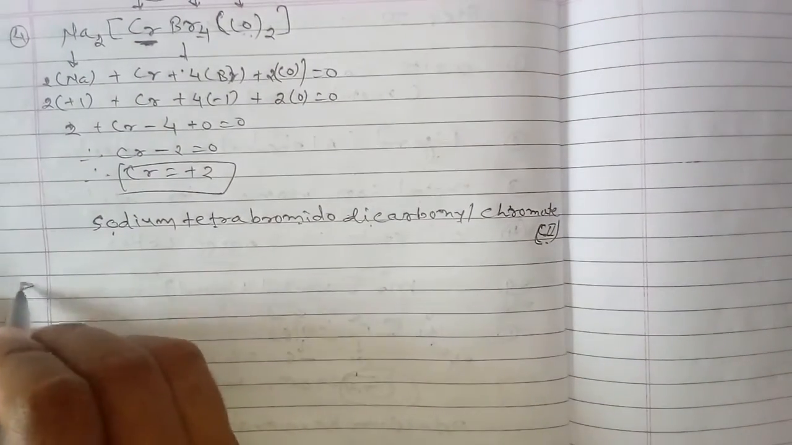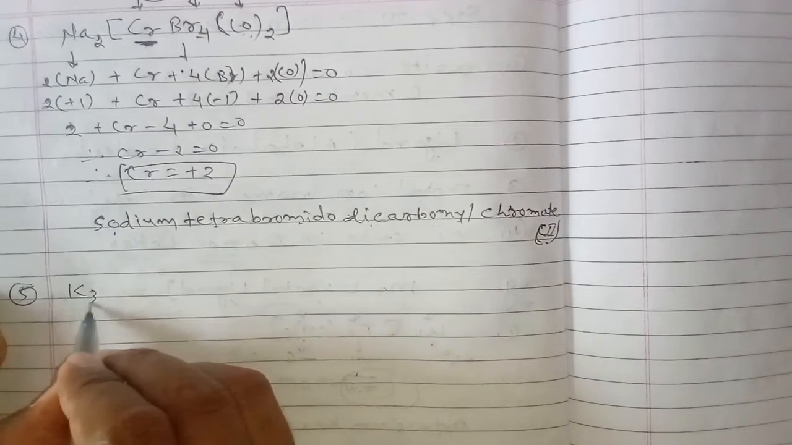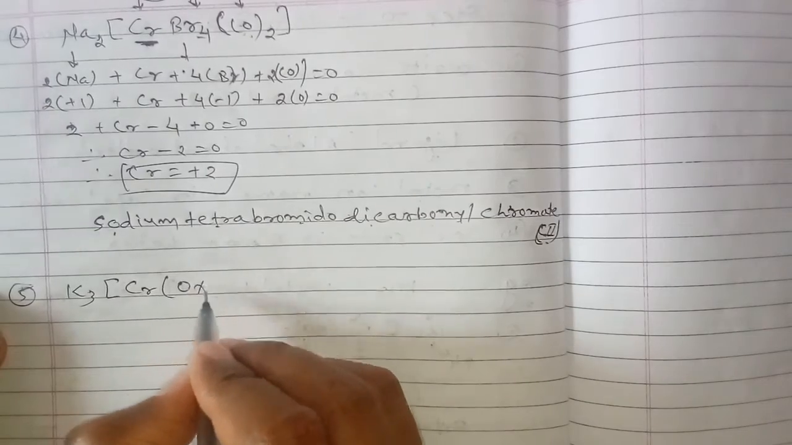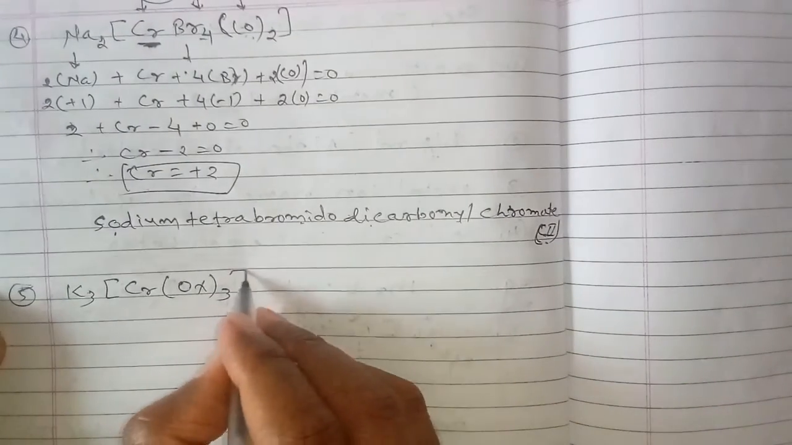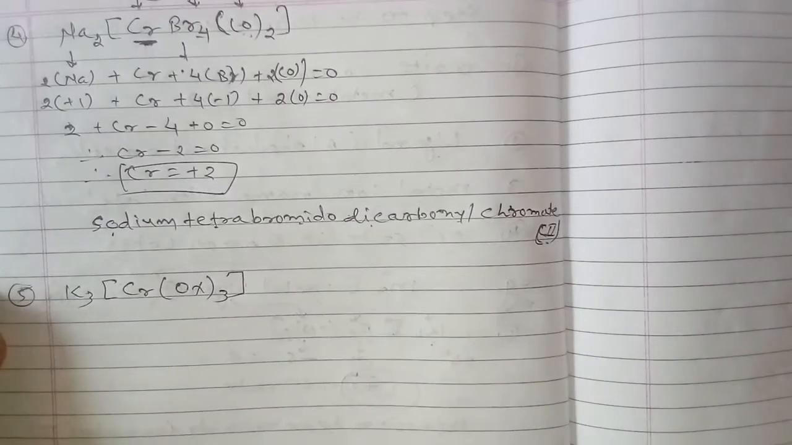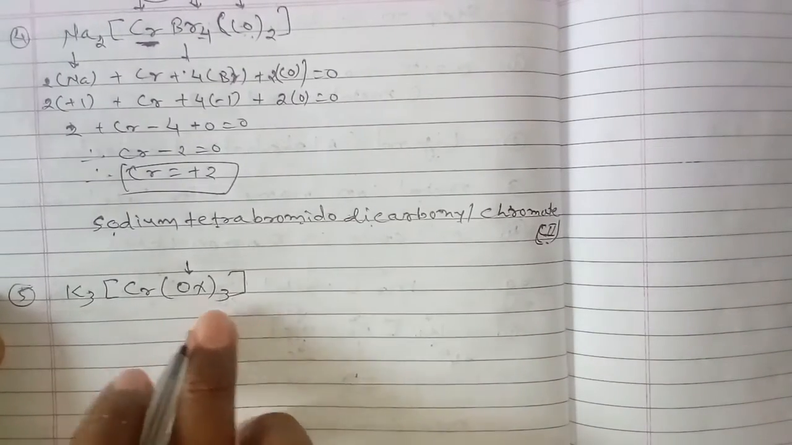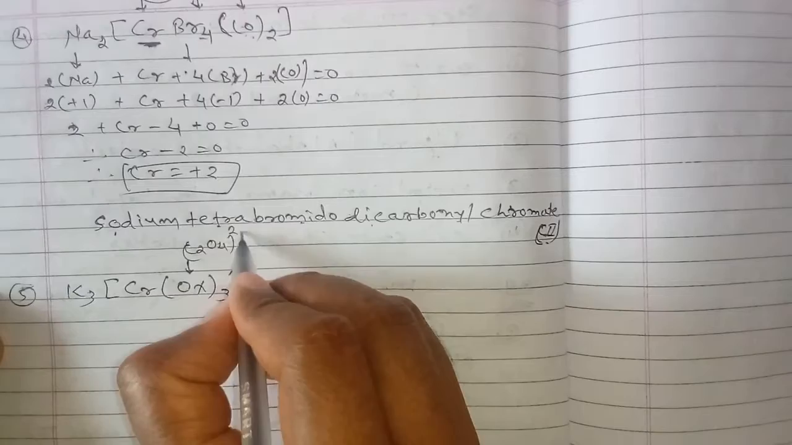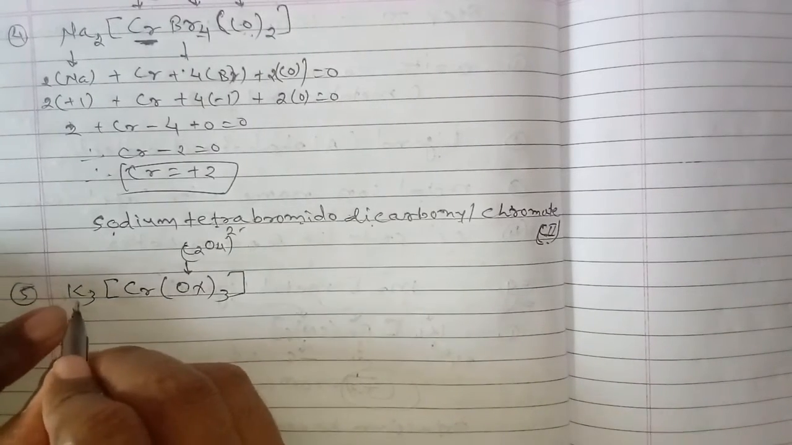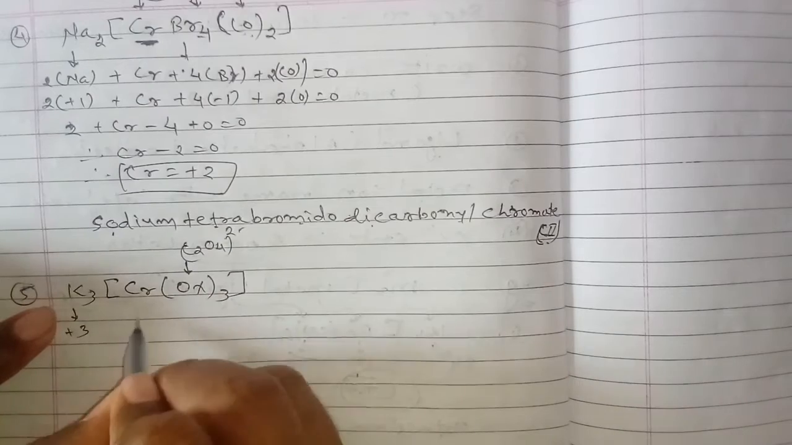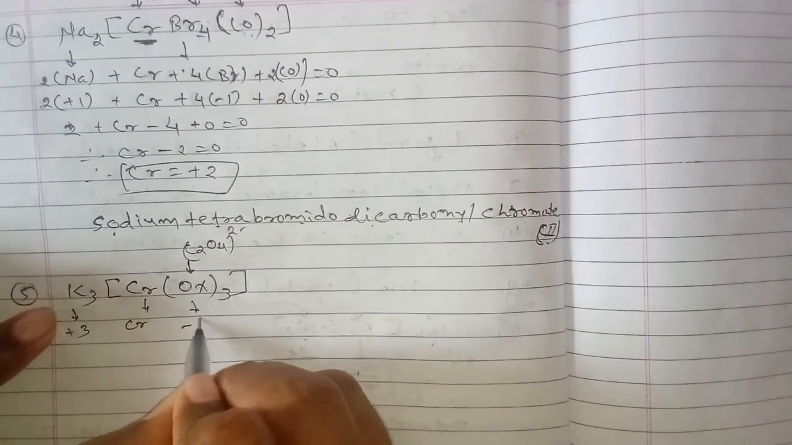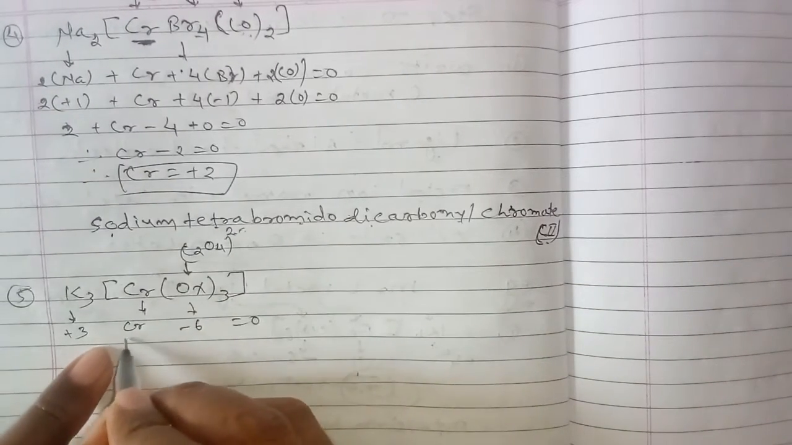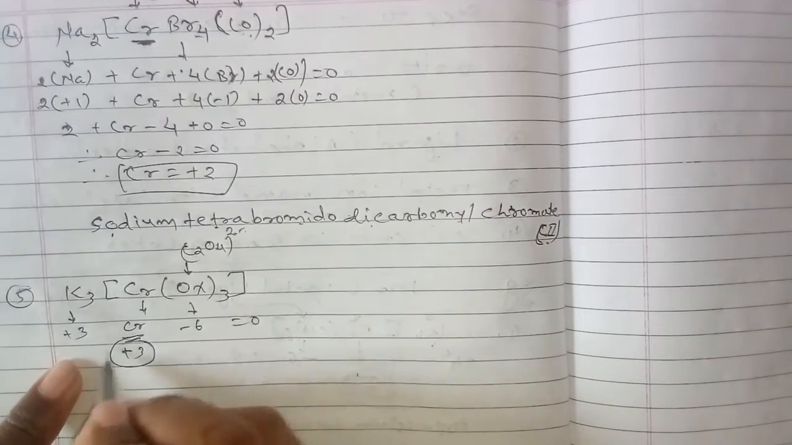Then the next example is K3[Cr(ox)3]. Ox is the oxalato ion, or it is C2O4 2 minus. Here for potassium plus 3 charge, here the Cr, and here the -6, because 3 times -2 is -6, total 0, so its oxidation state will be +3.